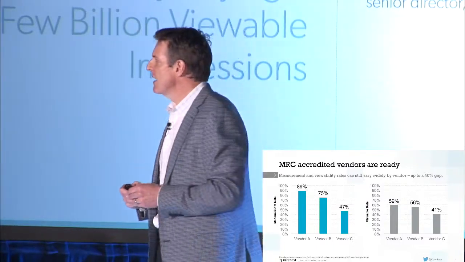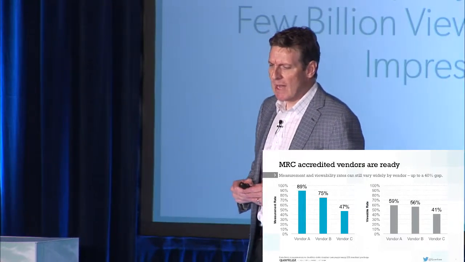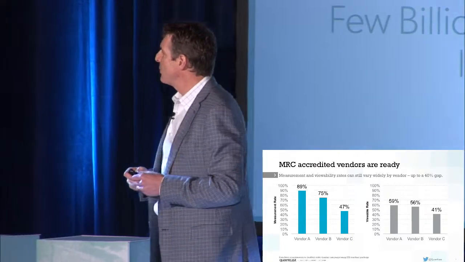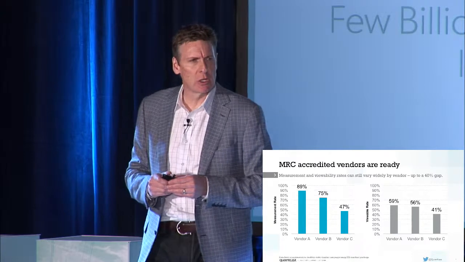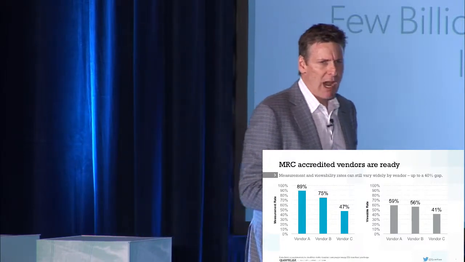And you can see the difference in the viewability rates on the right-hand side in gray. 59, 56% for vendor A and vendor B. They're only off by, what is that, a couple percentage points. That's pretty close. But vendor C is down at 41%. That's a big, big drop.